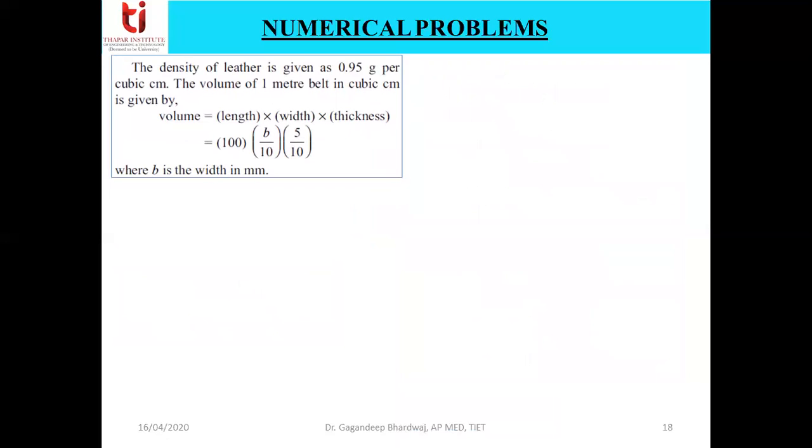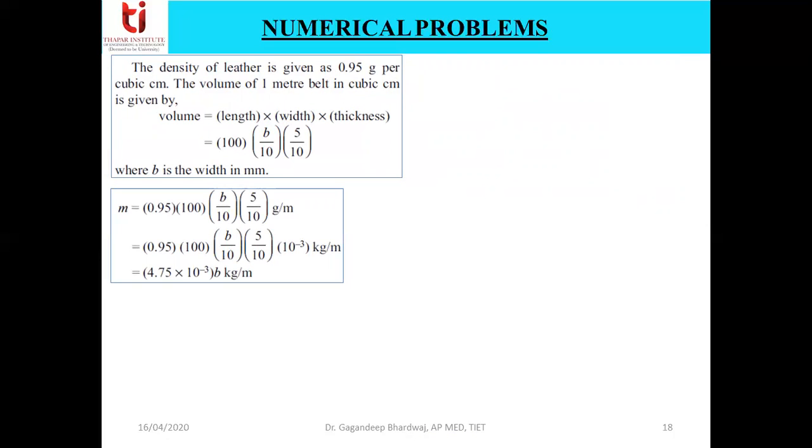The density of the leather belt is given as 0.95 gram per cubic centimeter. So the volume of 1 meter length will be length into width into thickness. The thickness is given, and we take the width as b, given in mm. Once you have calculated the volume, density is mass per unit volume, so mass will be density into volume. So this term is your volume, and we have multiplied it by density. For m, there is one unknown variable, that is b, the width of the belt.